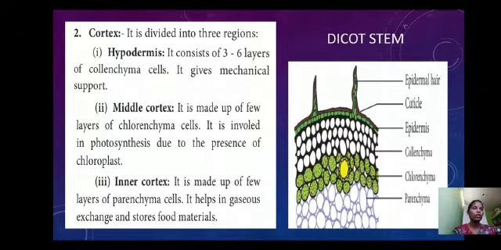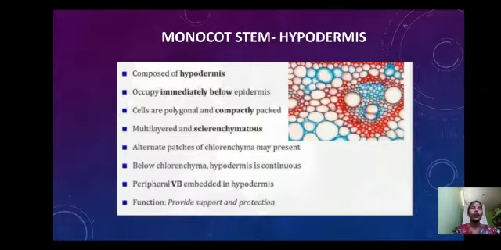Now we shall go to the monocot stem. In monocot stem, the cortex is not differentiated as in dicot. It has only the hypodermis region. Hypodermis is made of compactly packed, multi-layered sclerenchymatous cells. Alternatively, chlorenchyma cells are also present, and this chlorenchyma helps in photosynthesis. They are arranged in a manner like sclerenchyma and chlorenchyma, present in between each other.